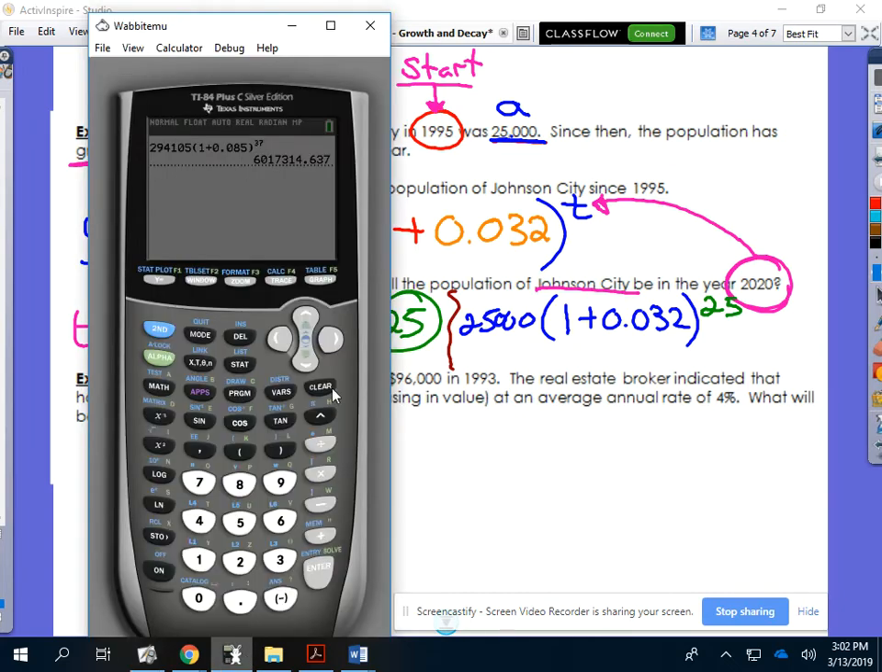Let's come over to our calculator. Let's start typing. 25,000, open parentheses, 1 plus 0.032, close the parentheses. You can see, actually, I forgot the plus sign. That actually worked out because 1 plus 0.032 is 1.032, but I'll go back and put it in anyway. So plus 0.032, close the parentheses, all raised to the 25th power for 25 years. There we go.